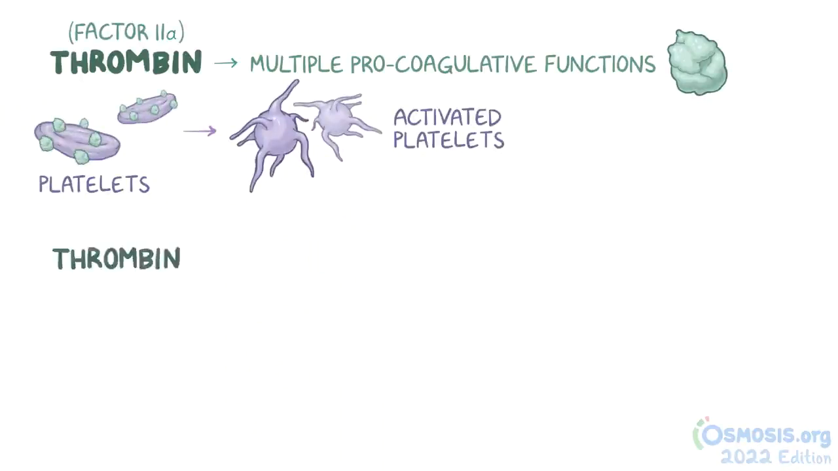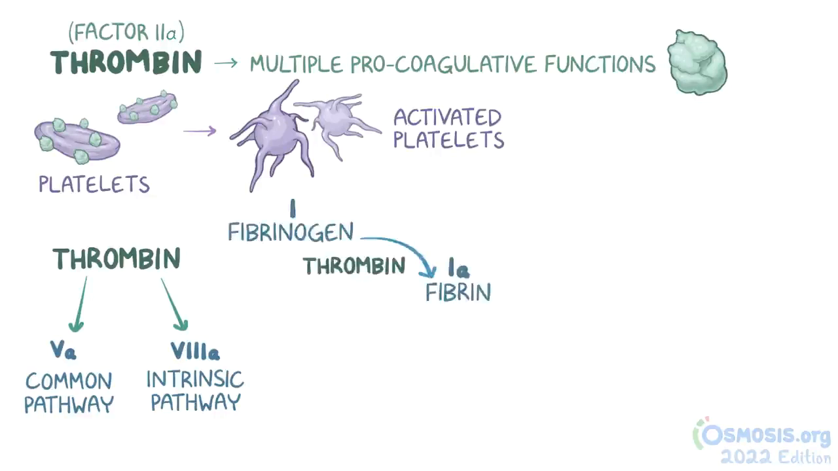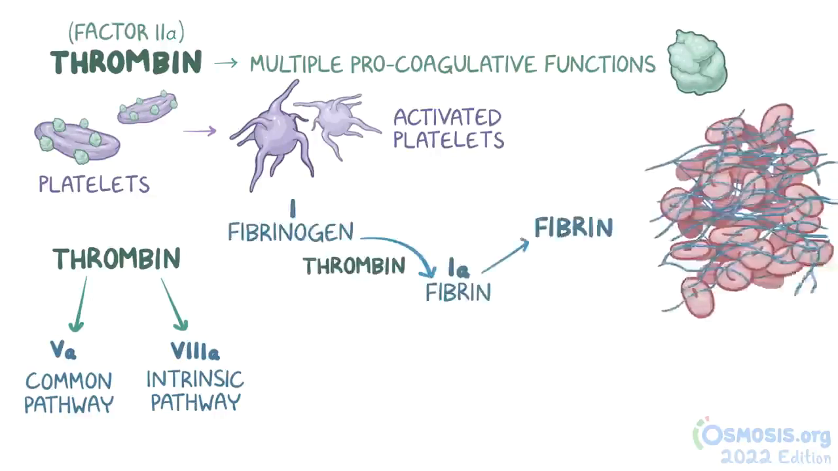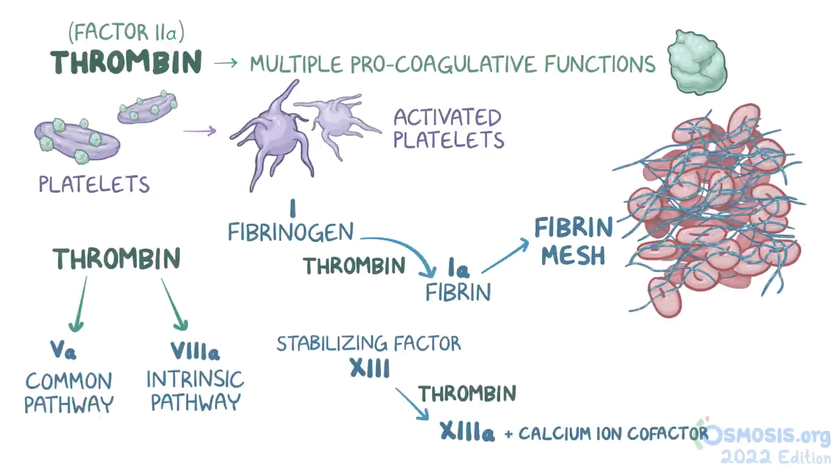Second, thrombin activates two cofactors, factor 5, used in the common pathway, and factor 8, used in the intrinsic pathway. Third, thrombin proteolytically cleaves fibrinogen, or factor 1, into fibrin, or factor 1A, which binds with other fibrin proteins to form a fibrin mesh. And finally, thrombin proteolytically cleaves stabilizing factor, or factor 13, into factor 13A. Factor 13A combines with a calcium ion cofactor to form cross-links between the fibrin chains, further reinforcing the fibrin mesh.